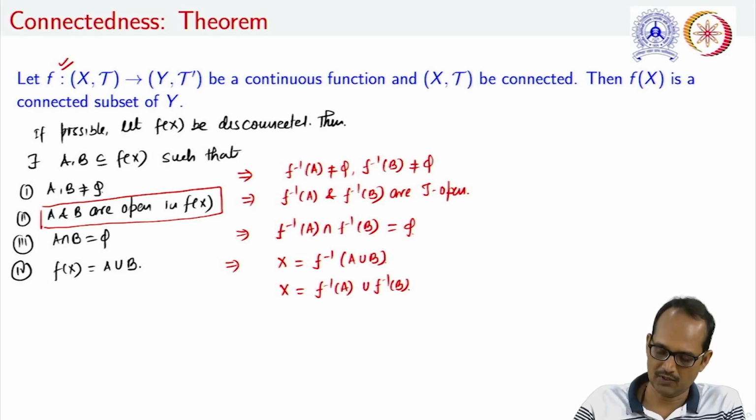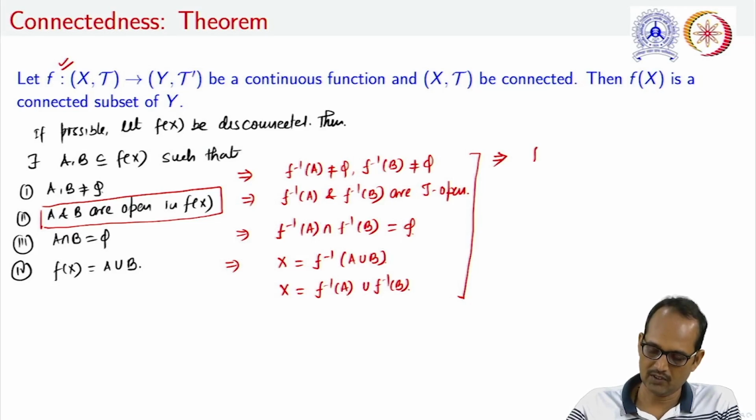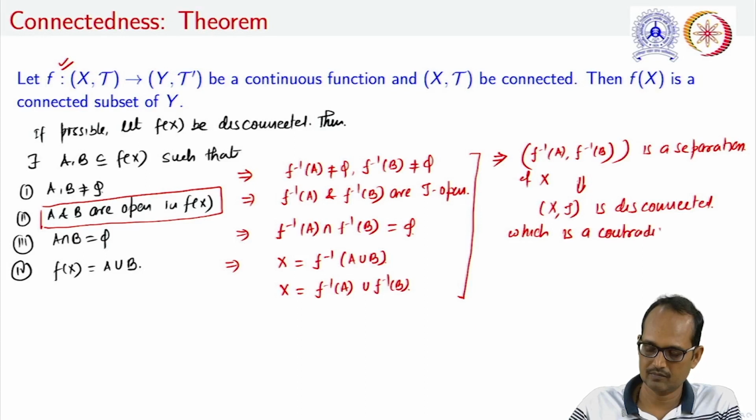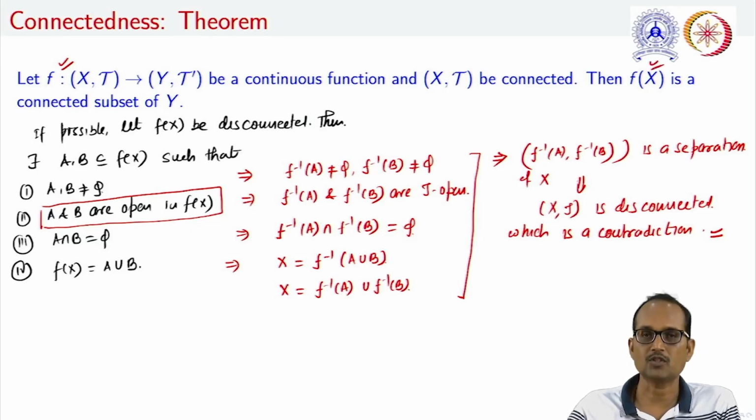It means that inverse image of A under f is non-empty and inverse image of B under f is also non-empty. From here, what we can conclude? We can conclude that this pair f inverse A, f inverse B, this is a separation of this topological space (X, τ). It means that this (X, τ) is disconnected, which is a contradiction. And therefore, f(X) is a connected subset of Y.